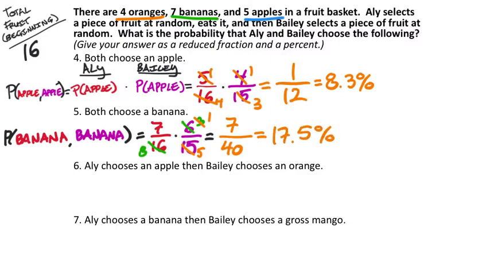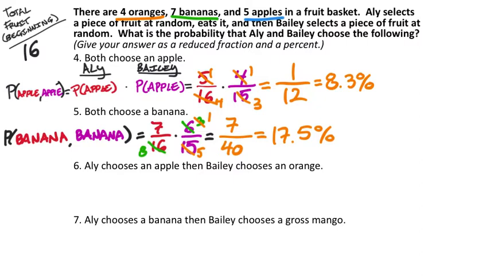So the probability that both of them pull out a banana, with Bailey's being dependent on Allie's, is 17.5%. So a quick note again on the independent and dependent events. Of course, Allie's going in as an independent event, but because Allie's going into the fruit basket, Bailey's probabilities are depending on what Allie is doing in the basket, right?